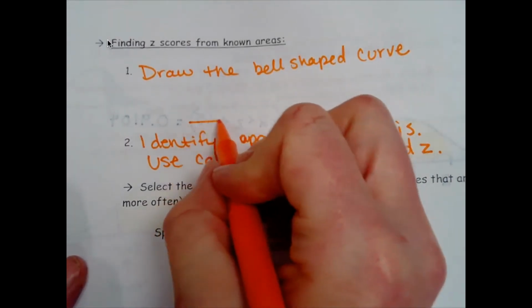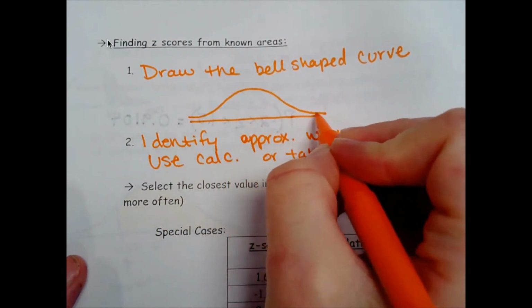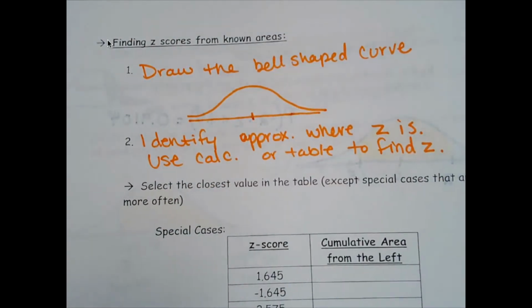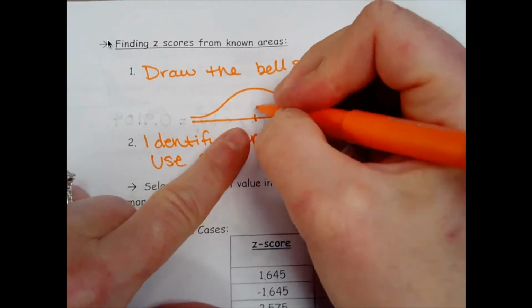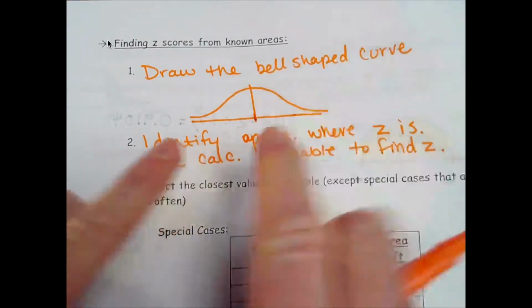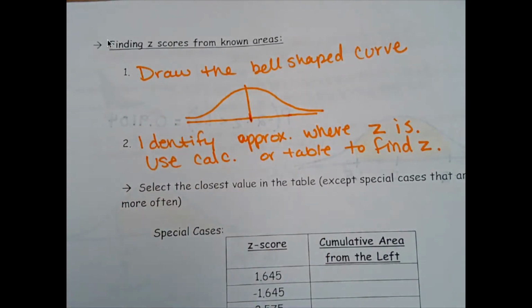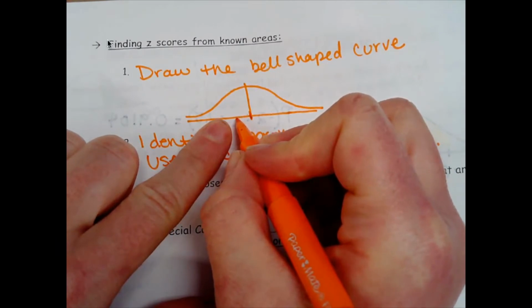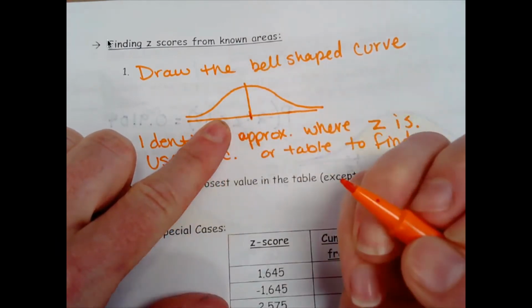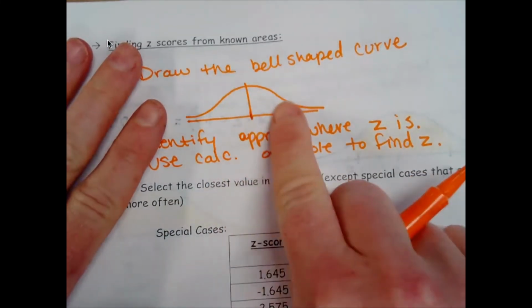Whenever you draw your bell-shaped curve, you know that mu is in the middle. That's your mean. So right here identifies 50%. If it says your area is 0.43, then your z will be over here. If it says your area is 0.75, that's like 75%, so it's more than half.